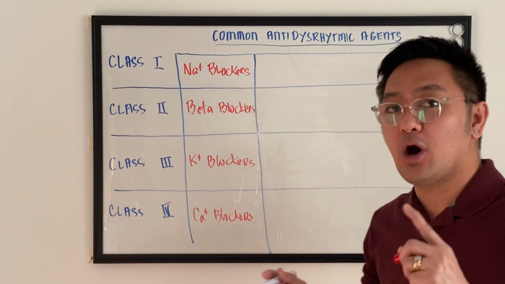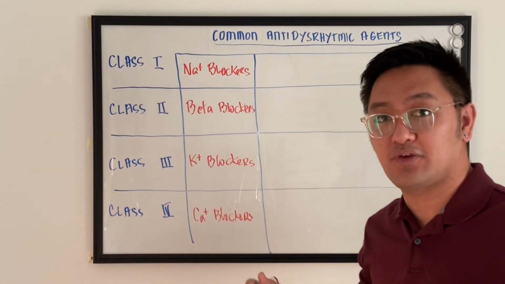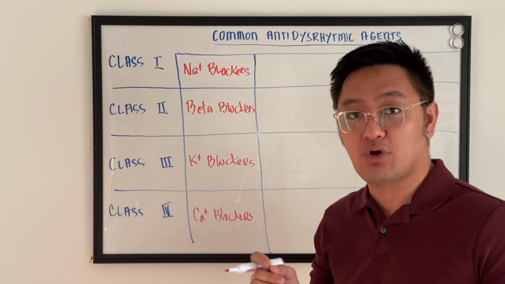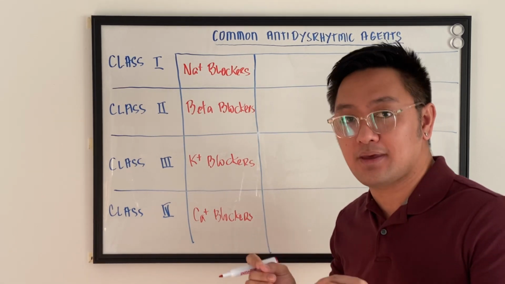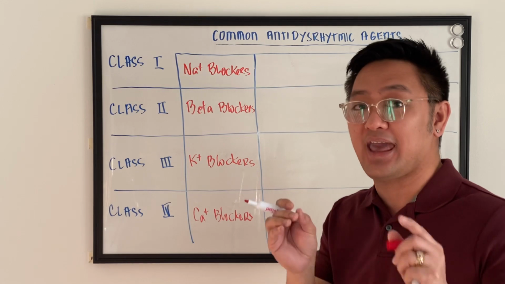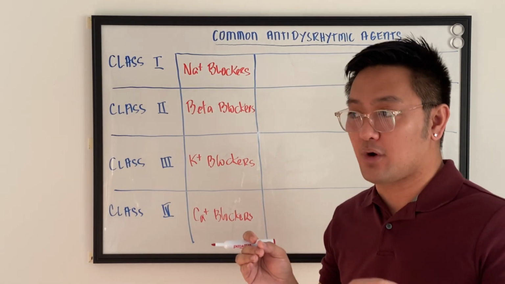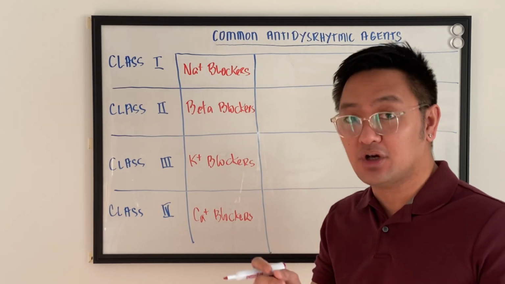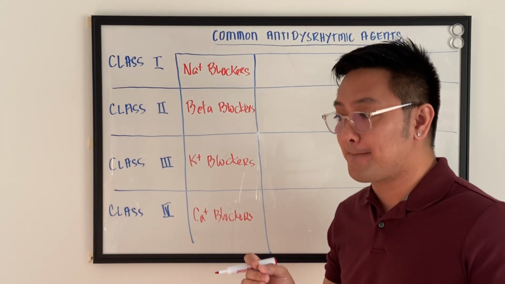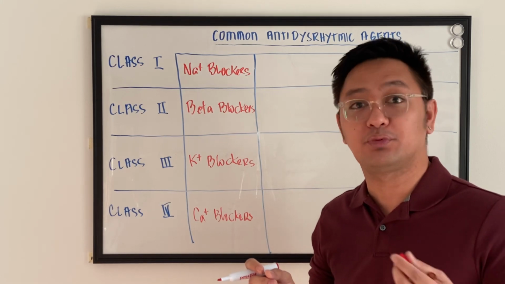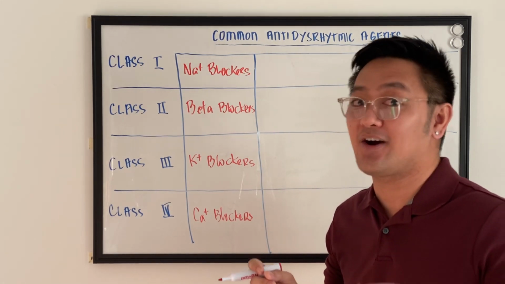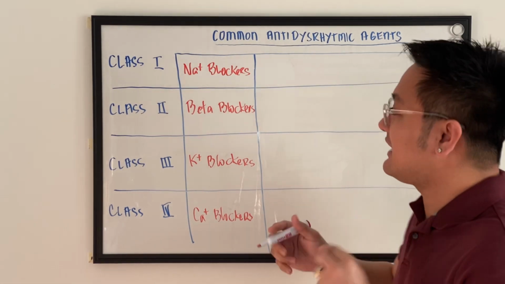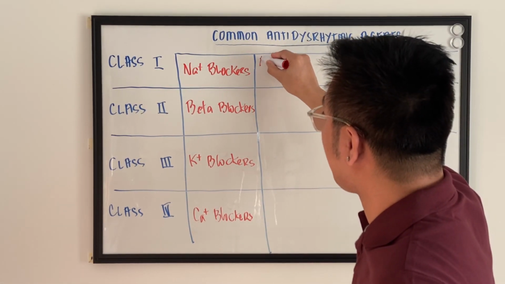Now remember, going back to the basics of your electrocardiography or ECG, when you say dysrhythmia, it refers to abnormal rhythm. An abnormal rhythm could be atrial in origin, that's your atrial dysrhythmia. Examples are atrial flutter and atrial fibrillation. Another example is ventricular dysrhythmia, such as ventricular fibrillation or ventricular tachycardia.